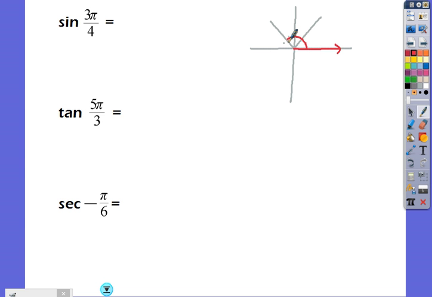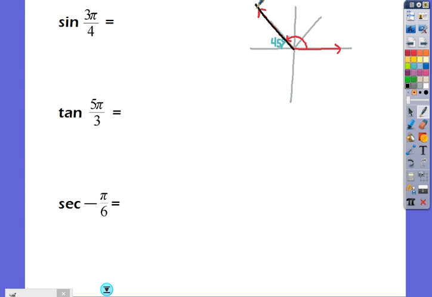1, 2, 3. 3 pi over 4 is the one I'm looking for. And that means my reference angle is right in here. How big is that reference angle? Well, 180 divided by 4 is 45 degrees. Each of these was a 45-degree angle. So I'm going to write it in degrees because it's not going to matter in the end. We have a 45-degree reference angle. Love that.